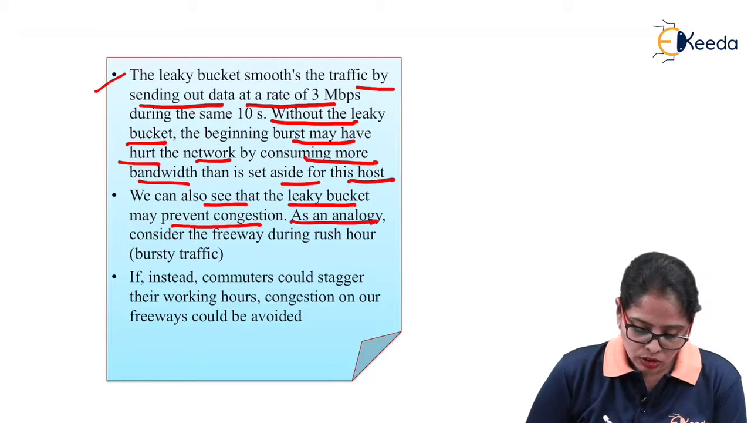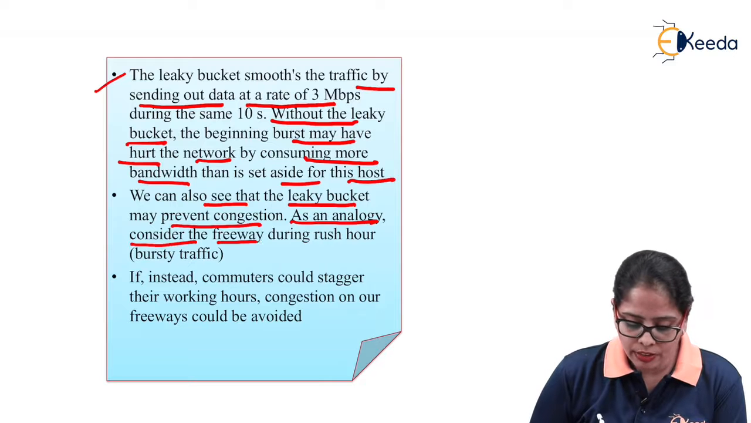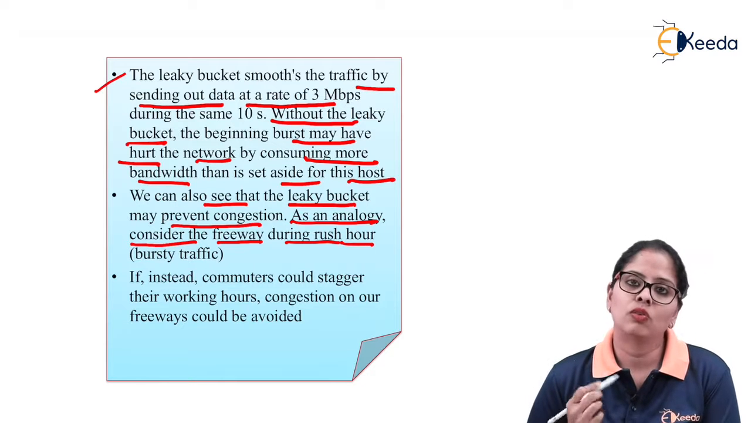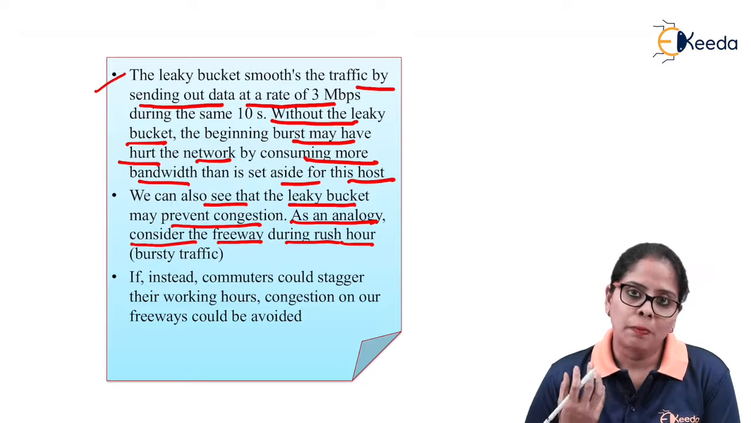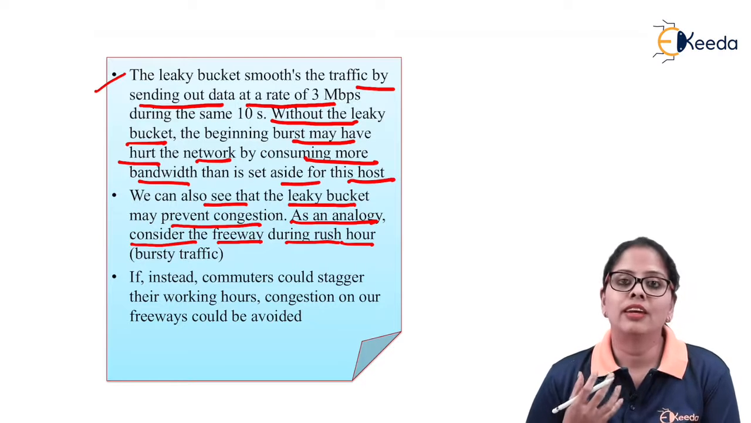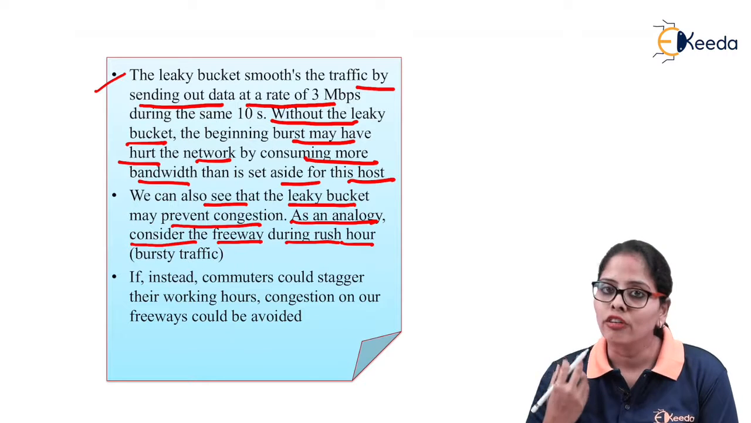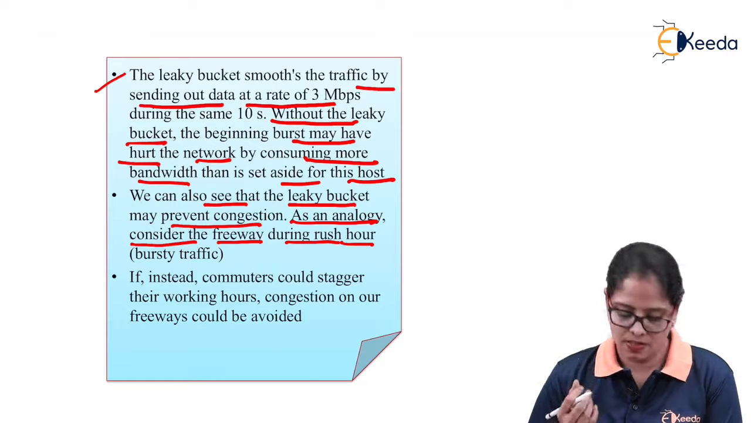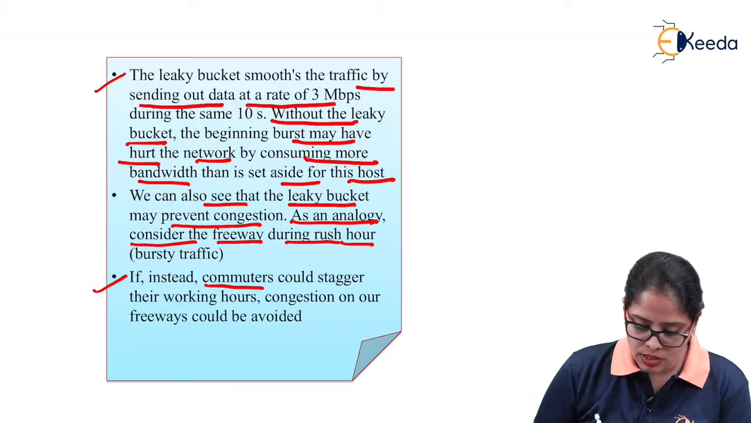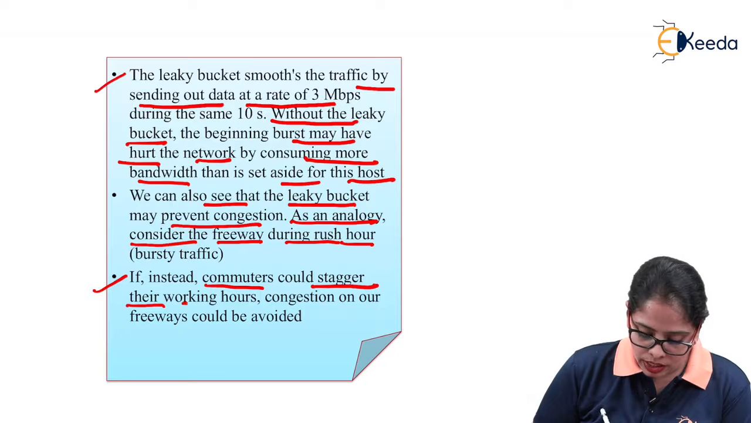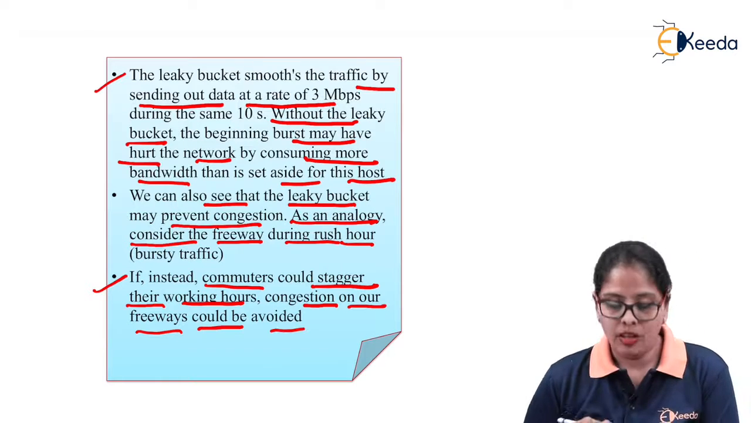As an analogy, consider the freeway during the rush hour. Now let us consider the example of the freeway. In the peak hour, what happens? You get bursty traffic, meaning a lot of incoming vehicles. If instead the commuters staggered their working hours, the congestion on our freeway could be avoided.